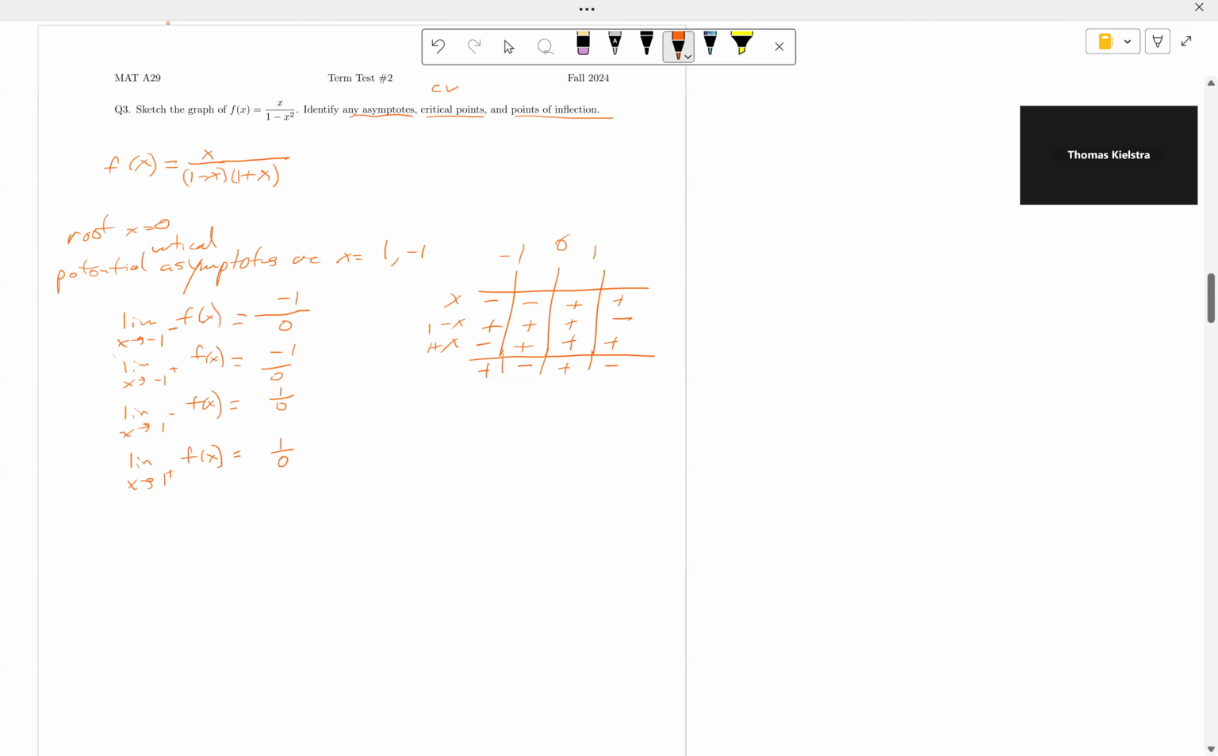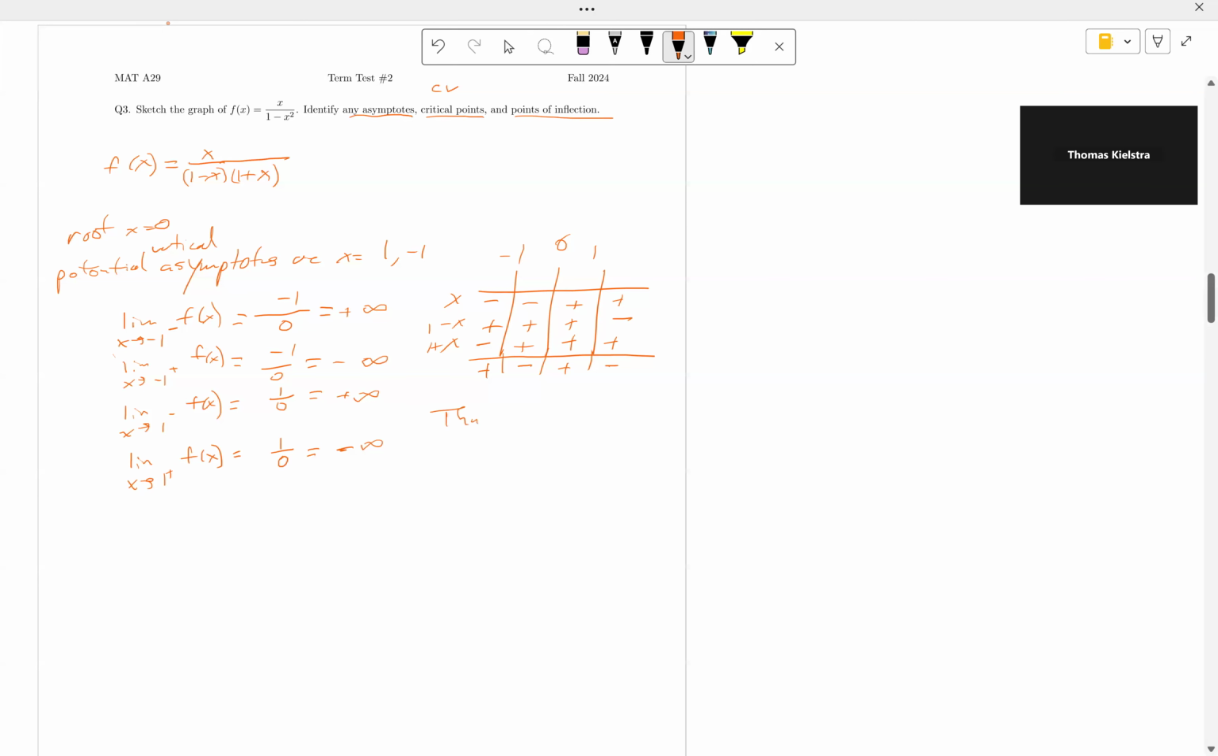Because I'm coming from the negative side toward minus 1, I'm positive, so it's going to be positive infinity. Here, going to minus 1 from the positive side, it's going to go off to negative infinity. Here, I'm going to 1 from the negative side, which is going to be positive, so positive infinity. And 1 from the positive side, with it being negative, it's going to go to negative infinity.